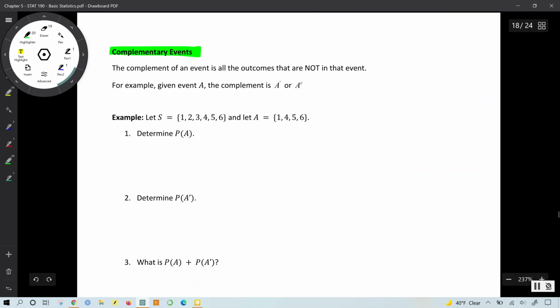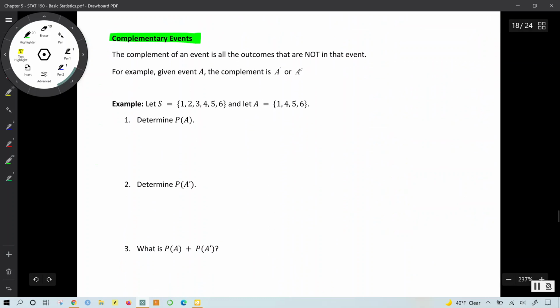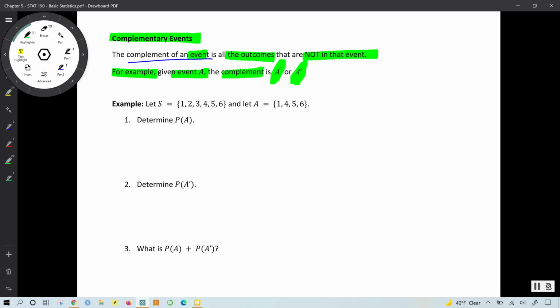To illustrate, when we talk about the complement of an event, it is the set of all outcomes that are not in the original event of interest. So say, for example, if we're given the event A, its complement is written as A prime, or A with a superscript C. It is A with a C or A prime.